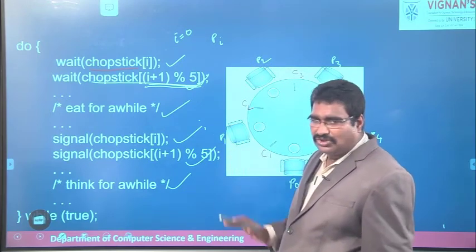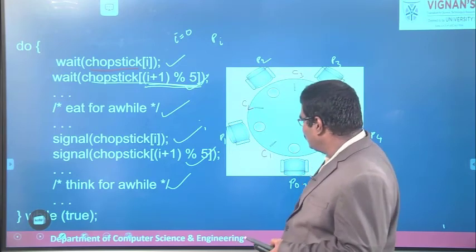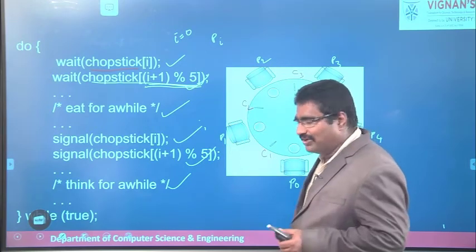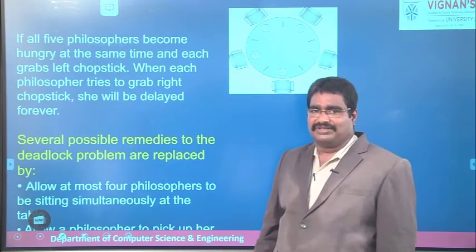So this is a simple solution. Using the semaphores, we are able to implement the solution, where the semaphore size is 5. Now we try to discuss the limitations of the previous algorithm.